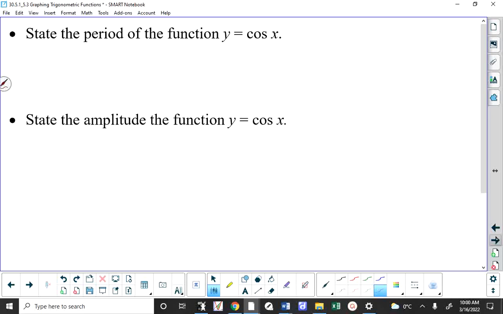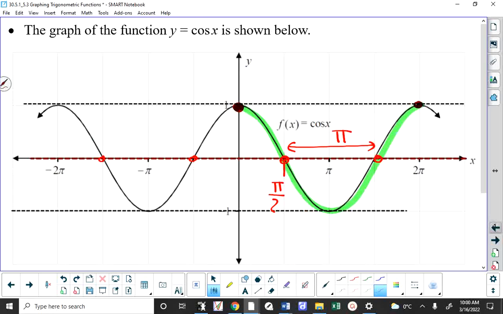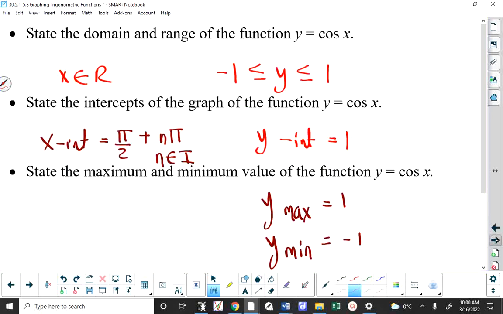What is the period of the function? So how long does it take for this thing to repeat? It still repeats every 2 pi. This green section that I've highlighted is one complete period because it includes down, down, up, up. It includes those 4 pieces, and you need 4 pieces for a complete period. So the period is still 2 pi.